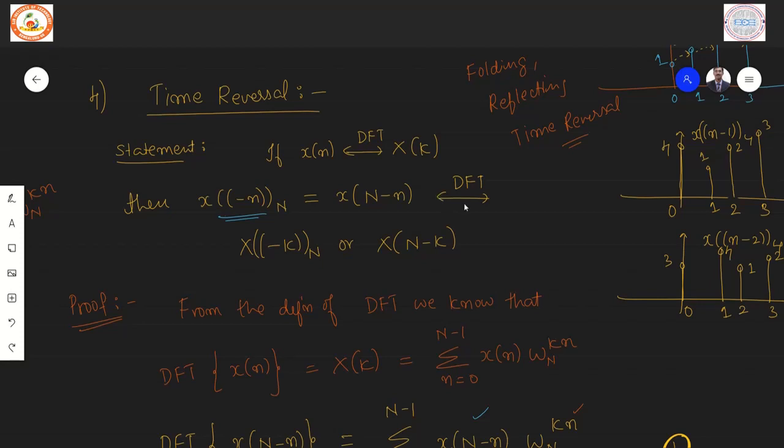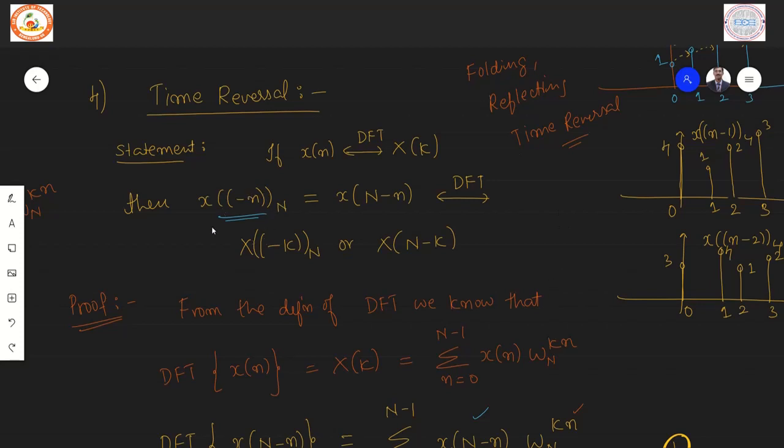Now what will be the DFT of that? In the frequency domain, we obtain the answer, that is capital X of minus k mod N. So if you have time reversal here, in the frequency domain also there is a reversal in terms of frequency. Or this can also be equivalently written as capital X of N minus k. Now, time reversal is called by different names: folding, reflecting, etc.